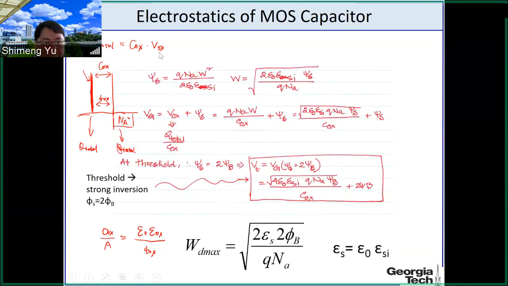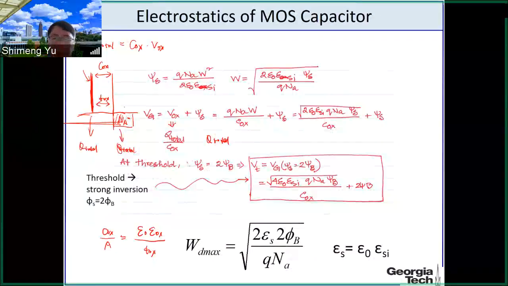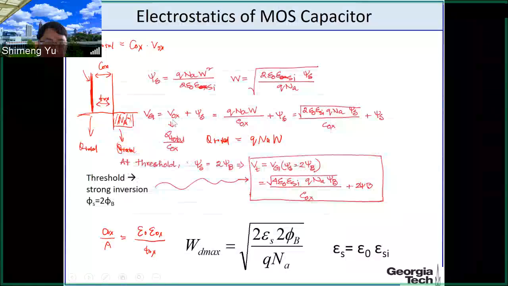Okay, so here what we want to do is to get the VOX, and then VOX will be this Q total divided by COX. Then what is Q total? Q total will be this area of this negative charge. So that is QNAW. If we plug in this QNAW to here, then you will get QNAW divided by COX. That is this VOX. And then plus phi s.